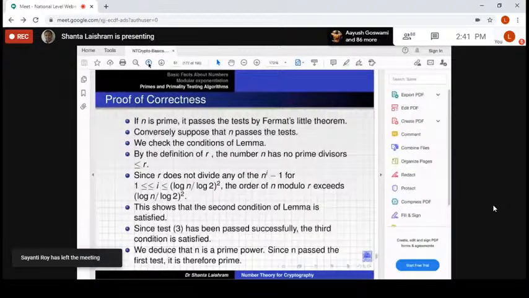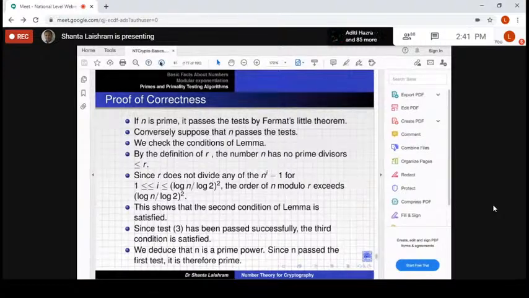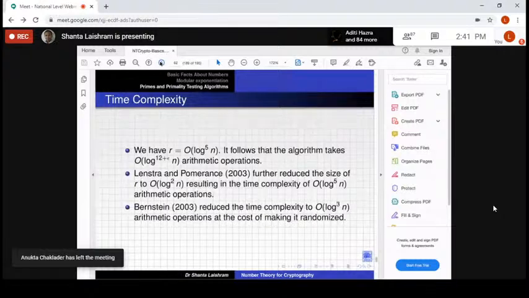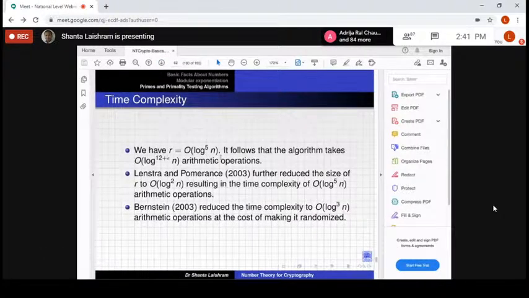So this is the only primality testing algorithm which is deterministic, and is well known as the Agrawal-Kayal-Saxena algorithm, AKS algorithm. Now let's talk about time complexity. This algorithm is a polynomial time algorithm. Its running time is log n to the power 5.